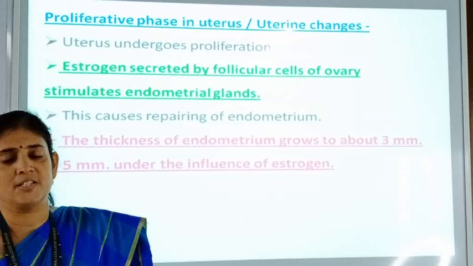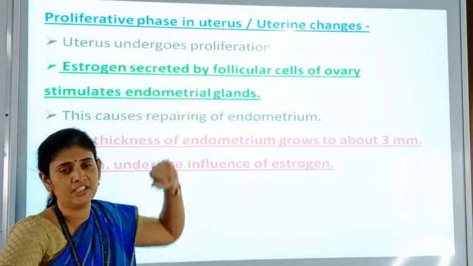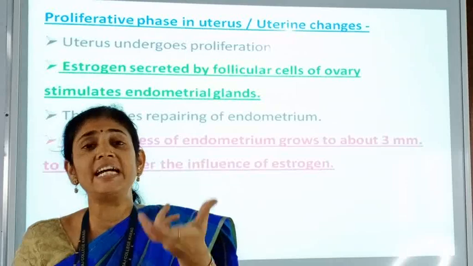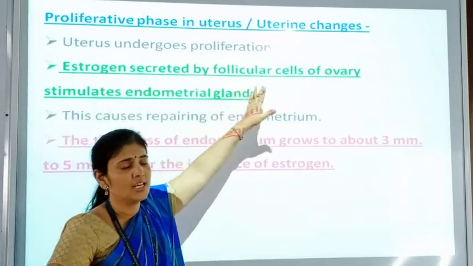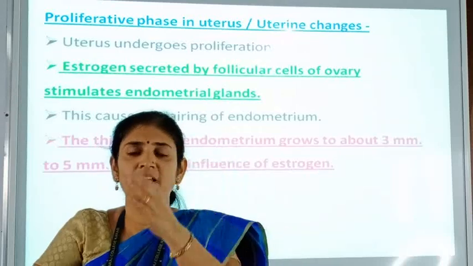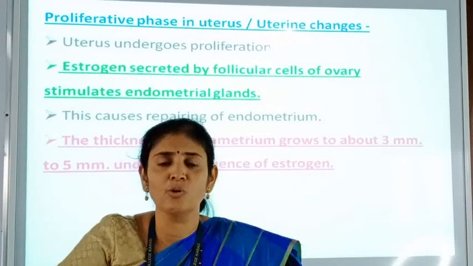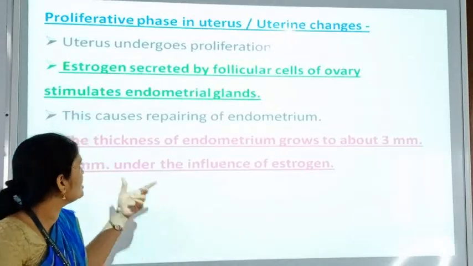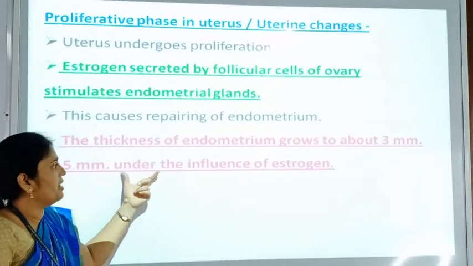Now what happens to the uterus, that is the proliferative phase in the uterus, or we can call it the uterine changes. It undergoes proliferation, means the endometrial wall which is 1 mm in thickness, that thickness of the endometrial wall is going to be increased during this phase and therefore it is called a proliferative phase. So here estrogen is secreted by the follicular cells of the ovary and it stimulates the endometrial glands. Means what happens in the ovary, the follicular cells are present around the follicles and these follicular cells are secreting estrogen hormone and due to the action of estrogen hormone the endometrial glands which are present in the uterus start growing and due to the growth of endometrial glands it causes the repairing of endometrium and the thickness of endometrium grows to about 3 mm under the influence of estrogen.